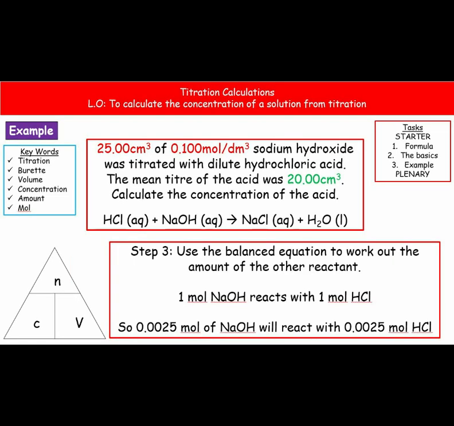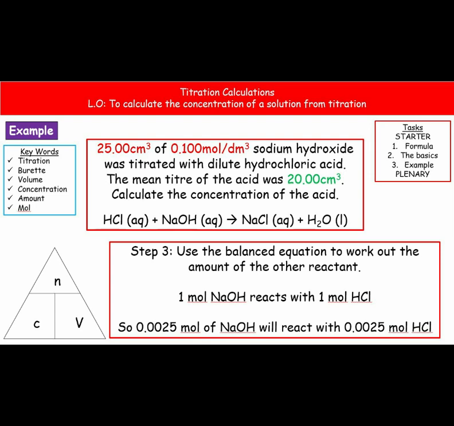The third stage is where we need to use that balanced equation, because what we've now got is the amount in moles of one of our reactants, and we need to know the amount in moles of the other one. Now, the balanced equation tells us this, because remember, the balanced equation just gives us the ratio of reactants to one another. So what we can see there in our balanced equation, there's no numbers in front of our formula for hydrochloric acid or sodium hydroxide. So that means there's just 1 mole of each. So we've got 1 mole of hydrochloric acid reacting with 1 mole of sodium hydroxide.